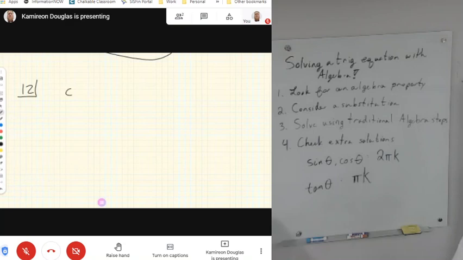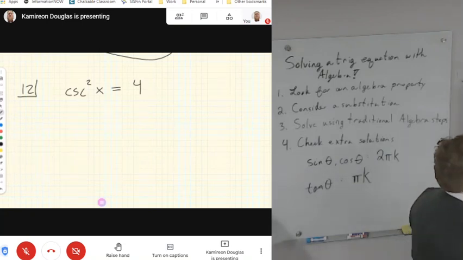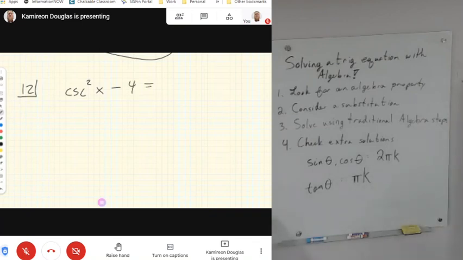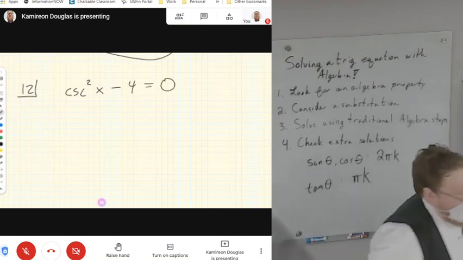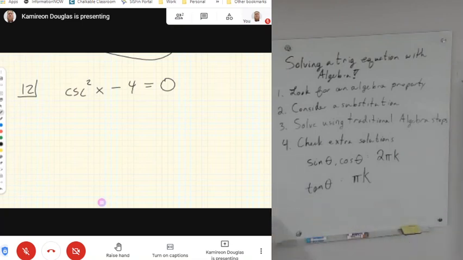cosecant squared of x equals 4. Oh, that's number 12. Sorry. Cosecant squared of x minus 4 equals 0. So the idea is the Pythagorean identity, or is that a possibility now, right? Because it's cosecant squared, I have the option to rewrite using the trig identity. Okay? That is possible.